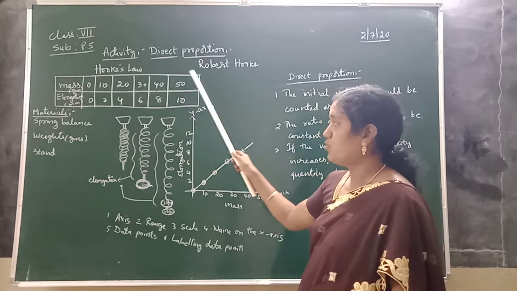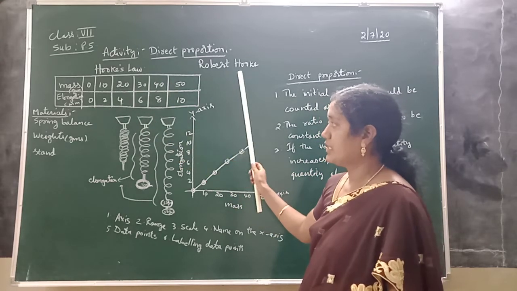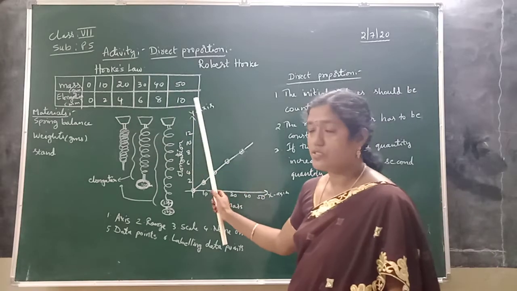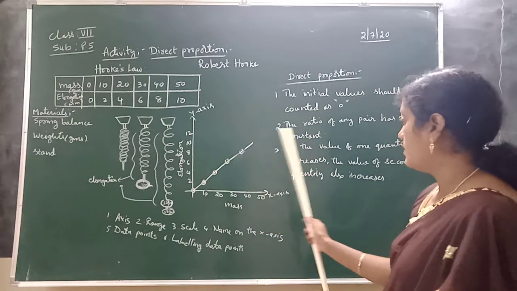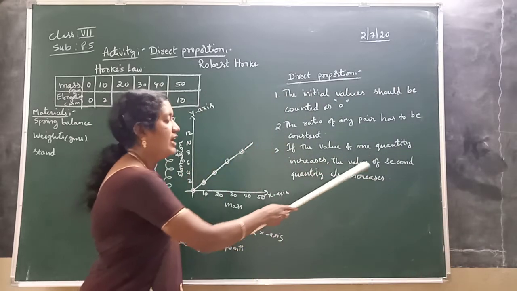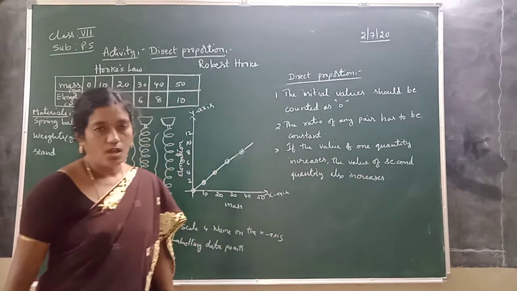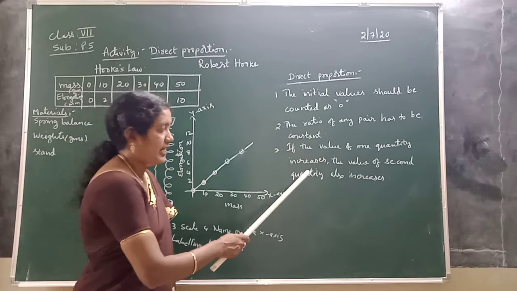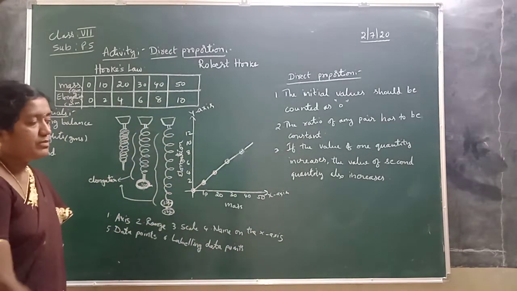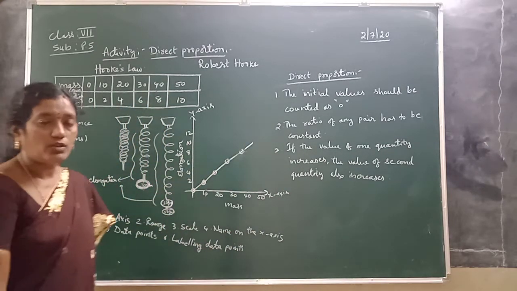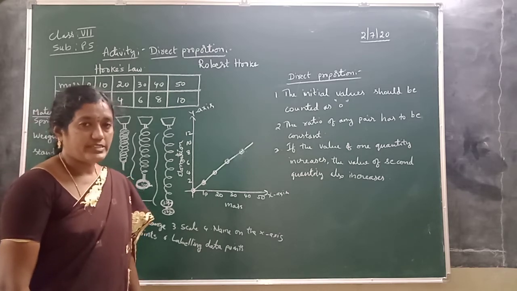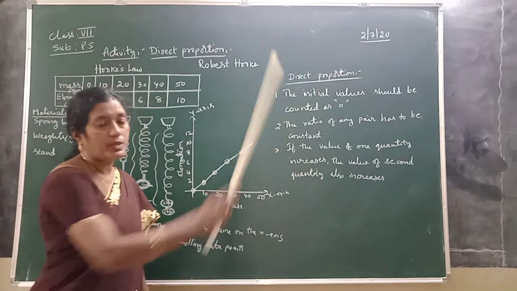10, 20, 30, 40, 50. Here the mass values are increasing. 2, 4, 6, 8, 10. Here the elongation is also increasing. So from this table, if the value of one quantity increases, the value of the second quantity also increases. So that means if one quantity keeps increasing, the other quantity also increases. This is known as direct proportion.